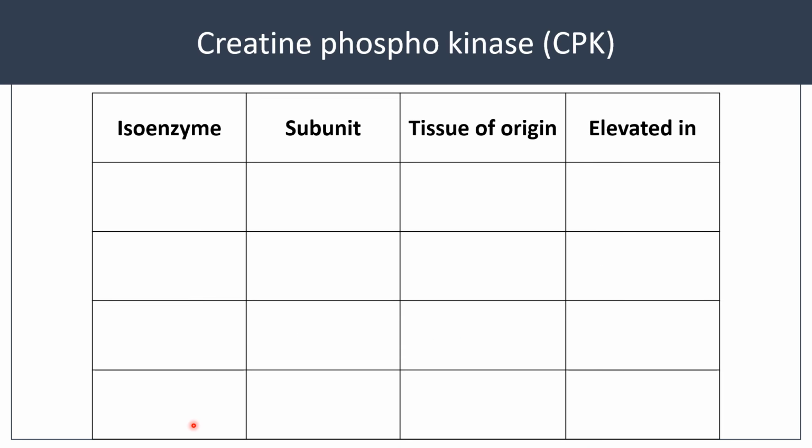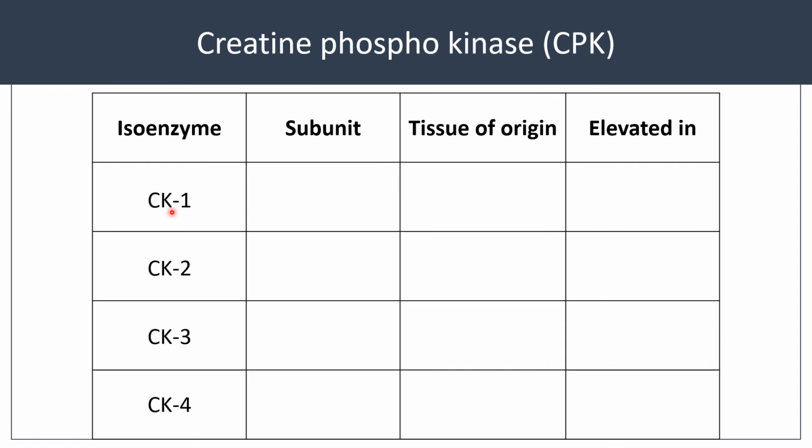There are totally 4 isoenzymes. That is CPK1, CPK2, CPK3 and CPK4. Whether you write it as creatine phosphokinase, that is CPK, or creatine kinase, CK, both are right. Okay. So here you can write CPK1 or CK1. It is made up of 2 polypeptide chains.